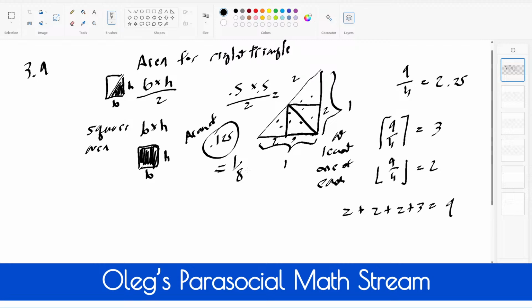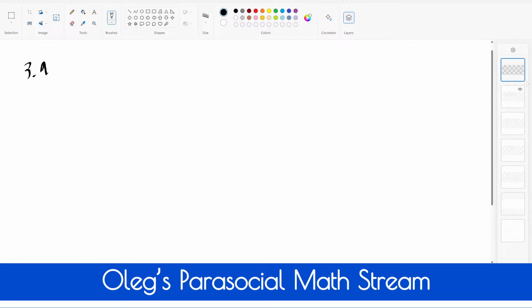Now, let's do some questions here. This is a fun one. Show that if 6 integers are chosen at random, at least 2 of them will have the same remainder when divided by 5. 6 integers, okay.